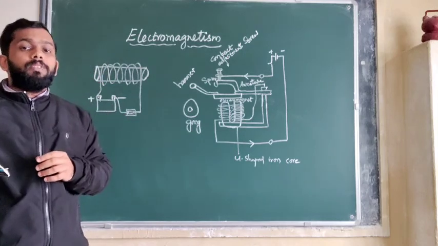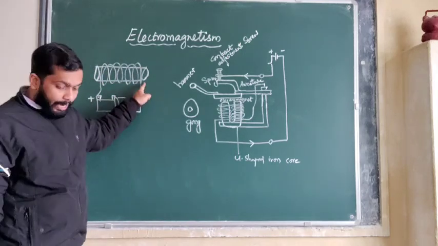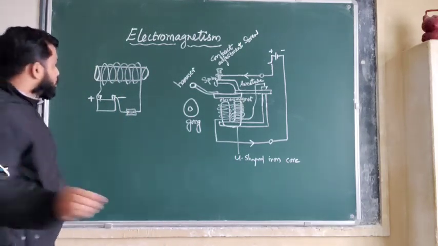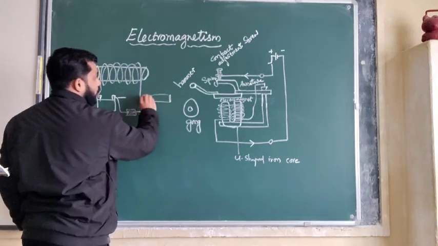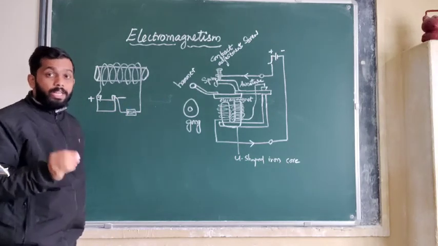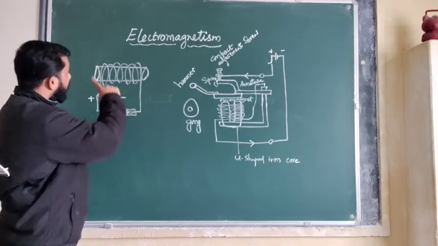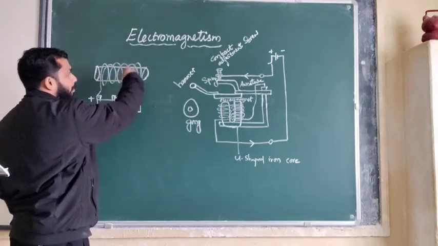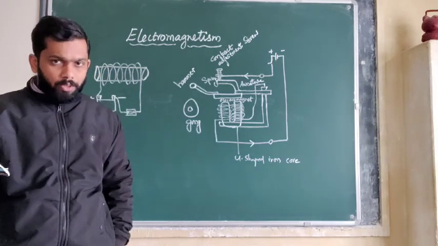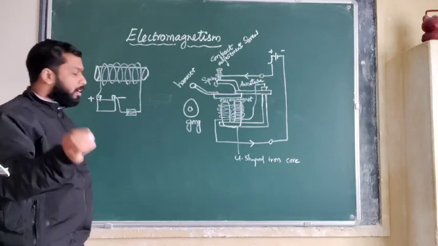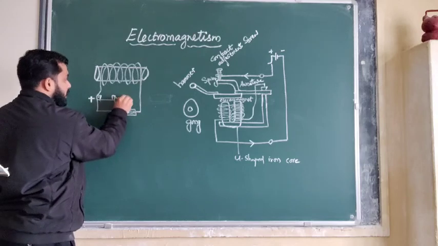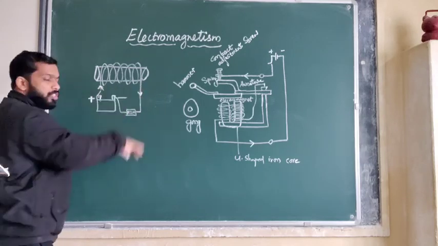Here, I am going to consider a soft iron core. I have taken a soft iron core, just like this, and an insulated wire, and I am going to wind this wire around the soft iron core, maybe some 10-15 times. There will be two ends for the wire. One end is given to the positive terminal of the battery, and the other end to the negative terminal of the battery, and this will be the direction of the current.